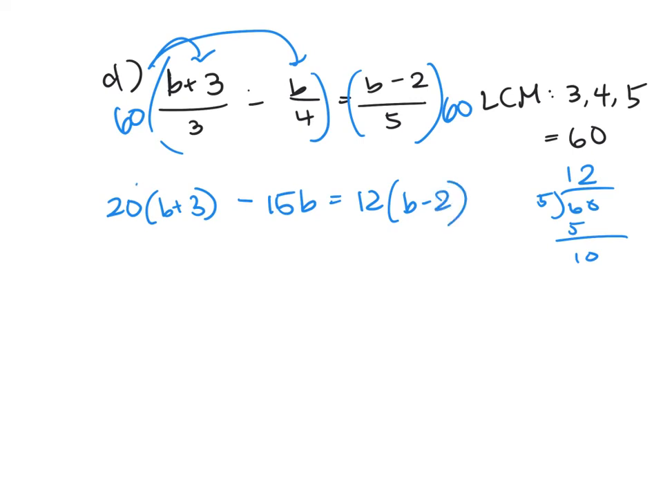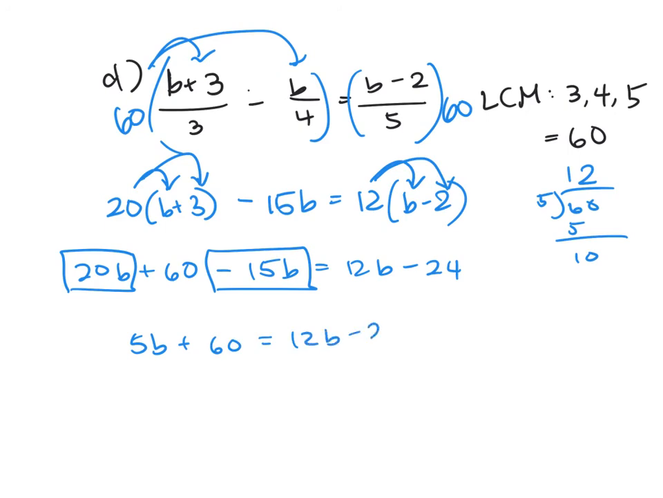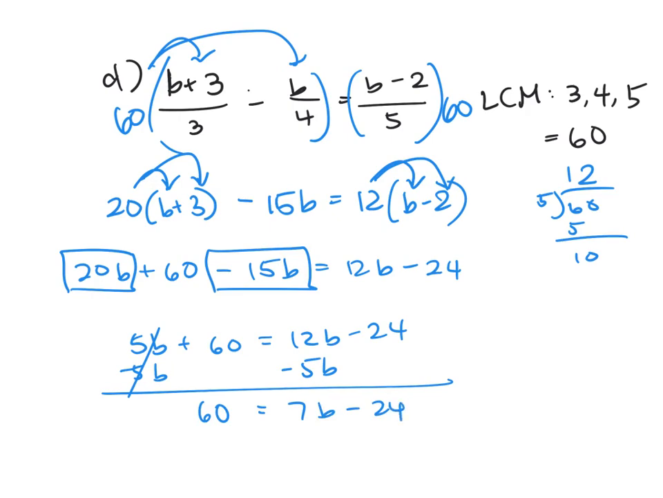Okay, and then I do my regular solving of equations using the distributive property to simplify, because I got rid of all the fractions. So I got 20b plus 60 minus 15b equals 12b minus 24. And again, I'm going to combine like terms, so I could combine this one with this one. So I get 5b plus 60 equals 12b minus 24. I'm going to get the b's on one side and the numbers on the other side. So this goes away. I get 60 equals 7b minus 24.